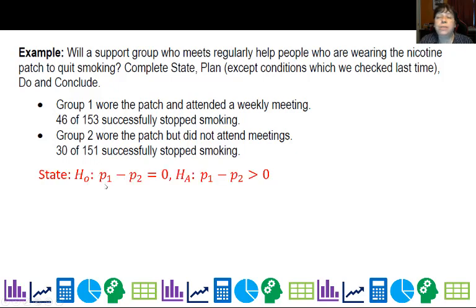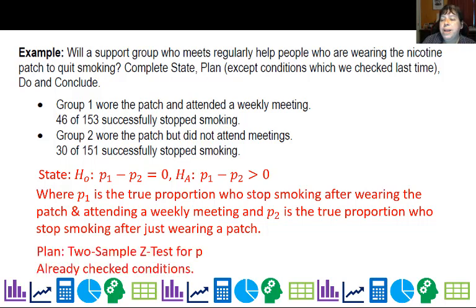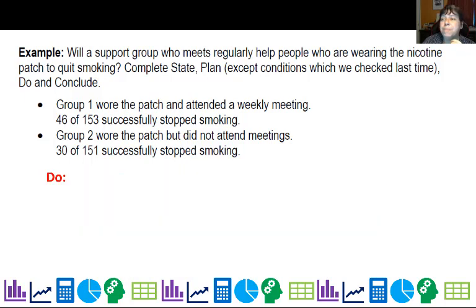So our null is that the groups are the same. Our alternate is group 1 proportion is higher than group 2, where P1 is a true proportion who stopped smoking after wearing the patch and attending a weekly meeting, and P2 is a true proportion who stopped smoking after just wearing a patch. Our plan is a 2-sample z-test for P, and in the previous lesson on confidence intervals, we already checked for conditions, so I'll move on.